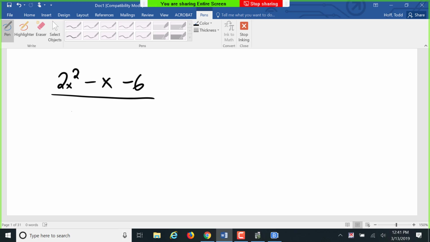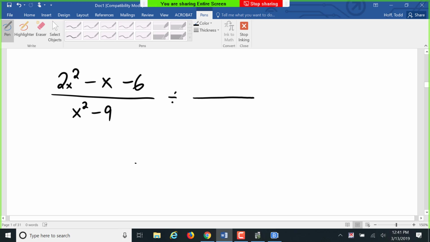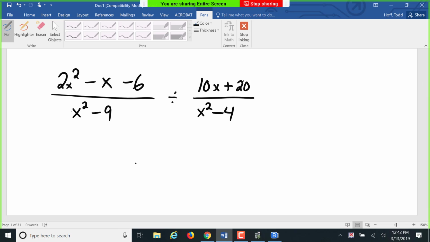Over x squared minus 9, divided by 10x, actually 10x plus 20. I'm going to have you do that division quick, and we'll talk about it in just a minute.